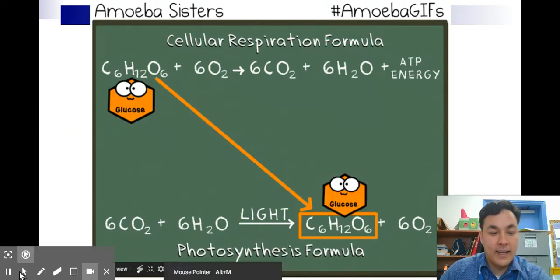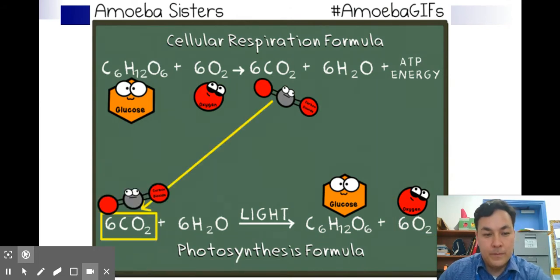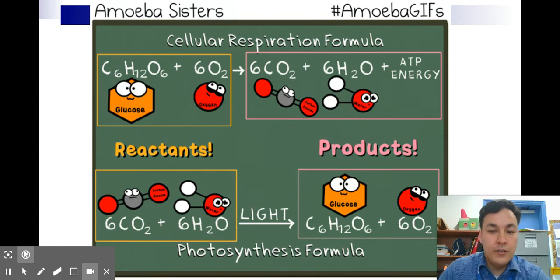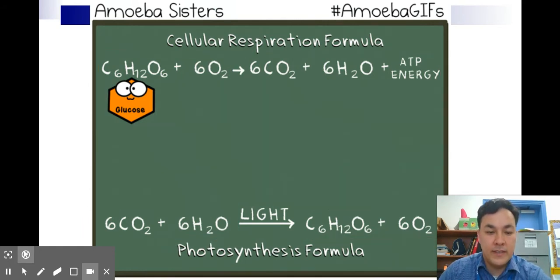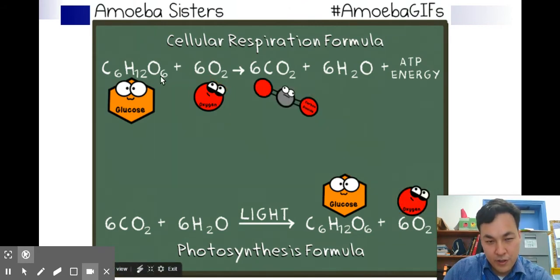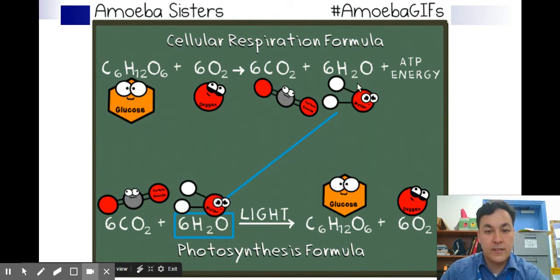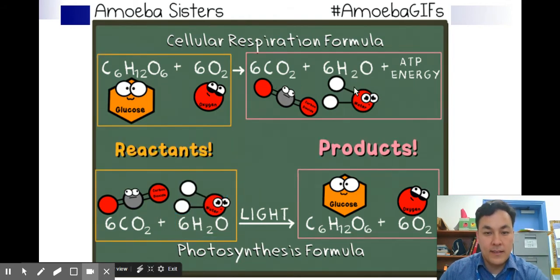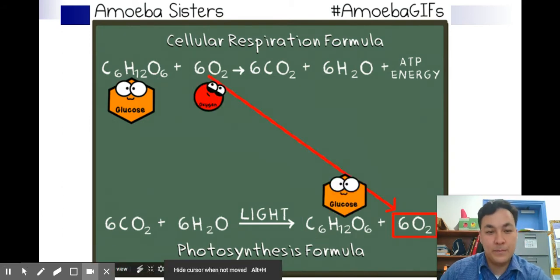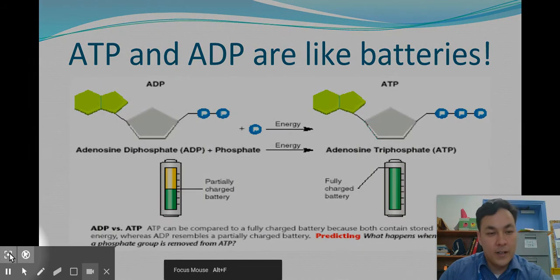All right, here is a nice GIF from the Amoeba Sisters, who I support on YouTube, showing you how they're related. You should go through this GIF and make sure that you can explain each part. Notice how it's showing that the reactants of cellular respiration were the products of photosynthesis, and the products of cellular respiration were the reactants of photosynthesis. This is why it's so important. All right, so we've gone over that cycle.